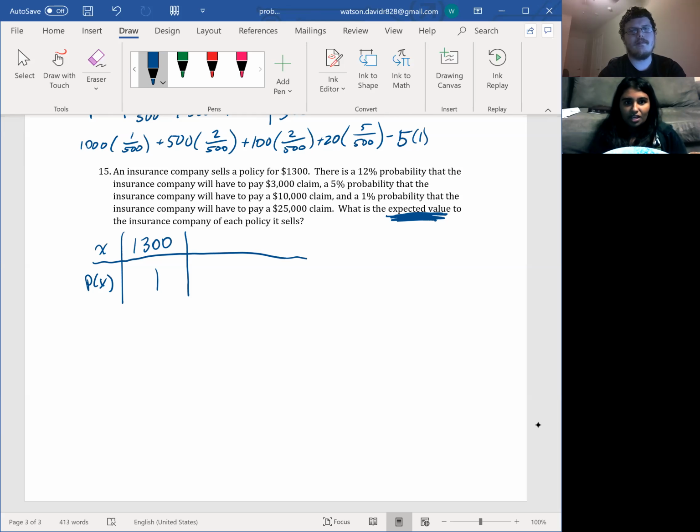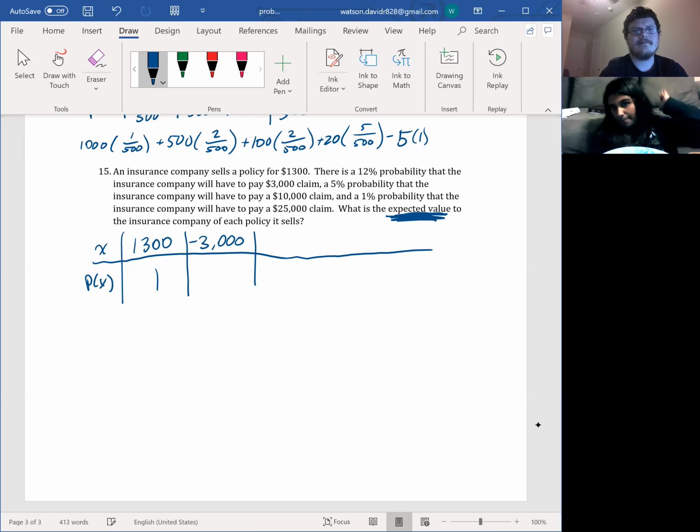All right. Now, the next part says there's a 12% probability that the insurance company will have to pay $3,000 for a claim. So $3,000 would be the X, and it would be negative because it's leaving their company. It's going outward. They're not making it, the money's leaving them. And there is a 12% probability, so 0.12.